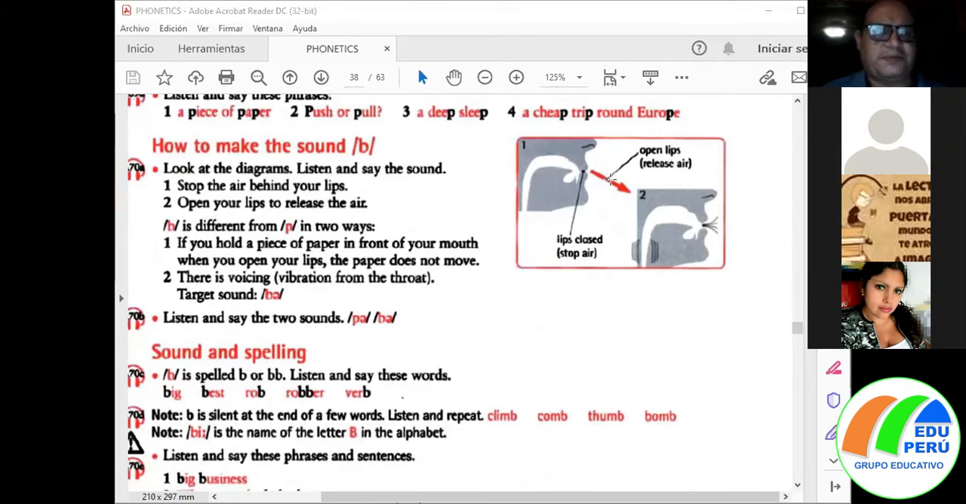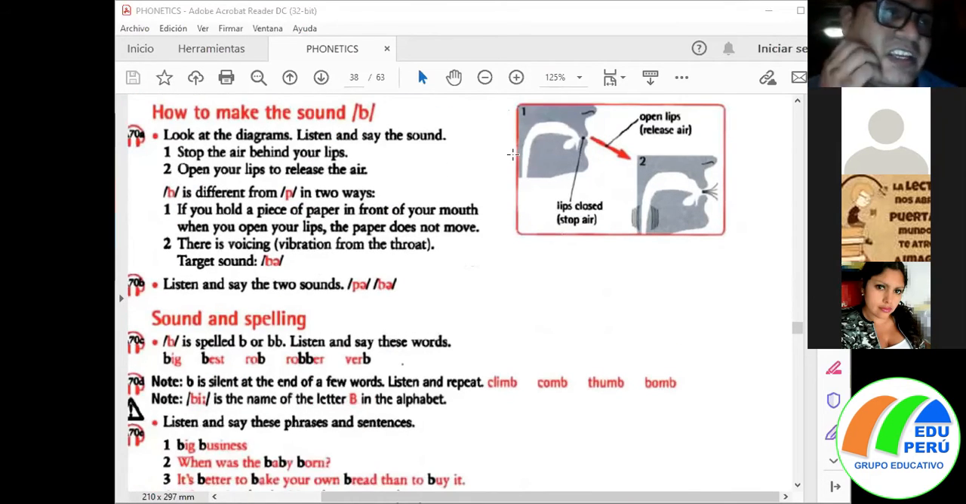Okay, so let's first do the two sounds. Here we are going to produce the two sounds. Ba, ba, all right? Ba.